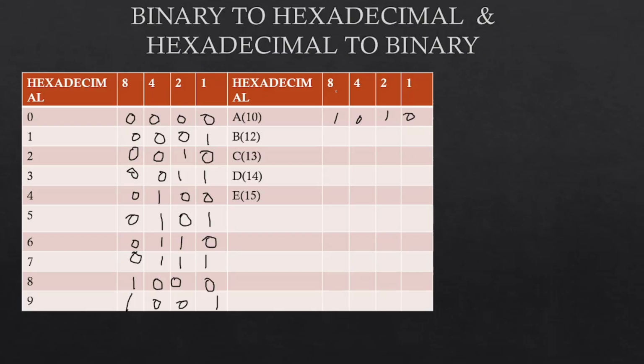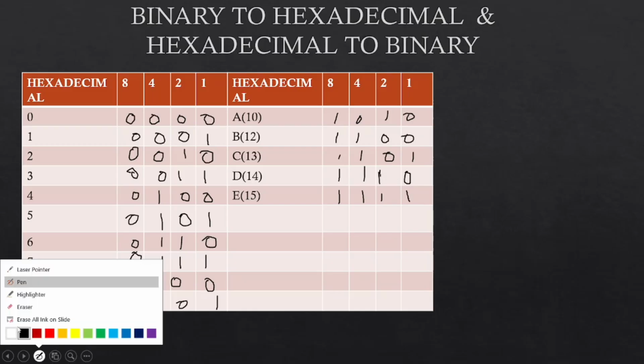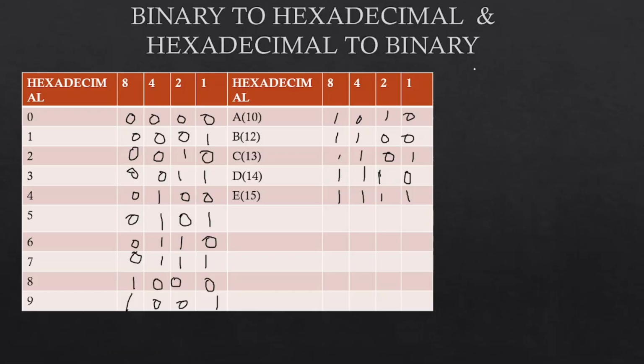And 12 is 8 and 4. So 1 and 1, and the remaining 0 0. Then 13: 8 plus 4 is 12, 12 plus 1 is 13. So 1, 1 and here 1, then 0. What about 14? 8 plus 4 is 12, then 13, 14. So here 1, 1, 1, then 0. Then what about 15? All are 1. Clear? This is the way you have to create the table. After that, now the direct conversion we are going to do.